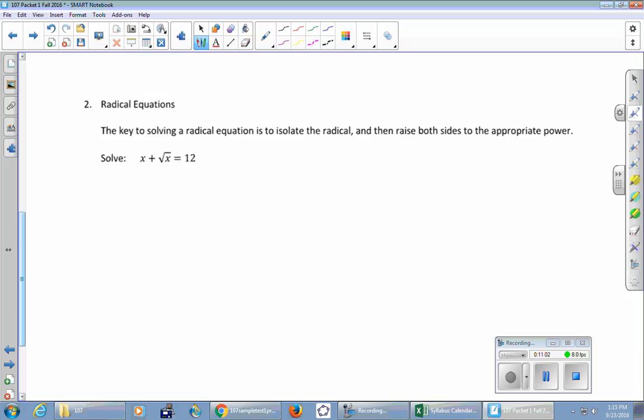So we are isolating the radical. That means get this piece by itself. So anything that is not that piece needs to move to the other side. So we subtract x from both sides. Radical x equals 12 minus x.